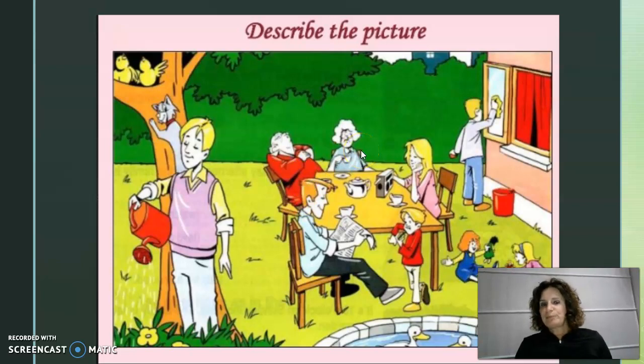His wife? She looks a bit disappointed. And she is drinking her tea. Behind them, there's a boy. He is hardworking. He is cleaning a window. And on the grass, I can see two young girls. What are they doing? They are laughing. They are having a lot of fun. And they are playing with their dolls.